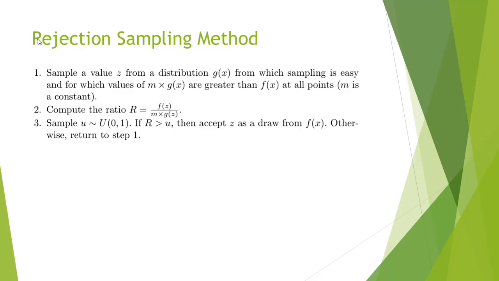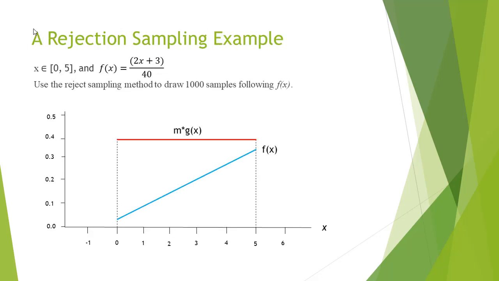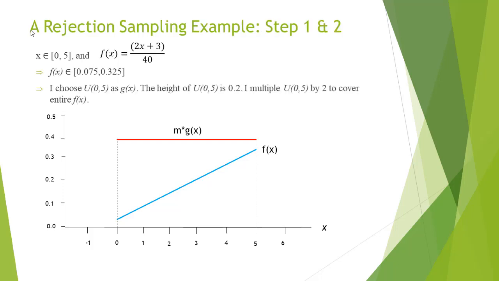This is a very complex algorithm. I think it's better for me to use an example to show you how this method works. Let's see the example. Suppose we have a random variable x. The domain of x is between 0 and 5. We are also given the distribution of x. It's f(x) on this slide. I want to use the rejection sampling method to draw 1,000 samples that follow f(x). This is what I'm going to do.